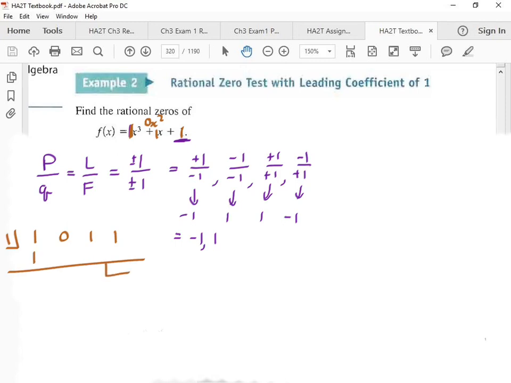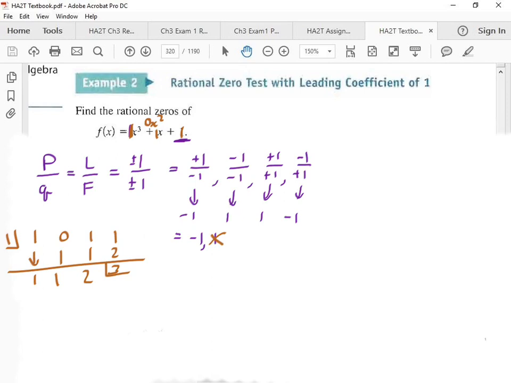So I do it. I drop the 1. I go 1 times 1, I get 1. I go 0 plus 1, I get 1. And then I'll go 1 times 1, and I get 1. So after I put a 1 right there, I go 1 plus 1, which is 2. 2 times 1 is 2, and then I get 3. So is 1 a 0? No. Did we get a 0 right there? No. So this is not a 0.